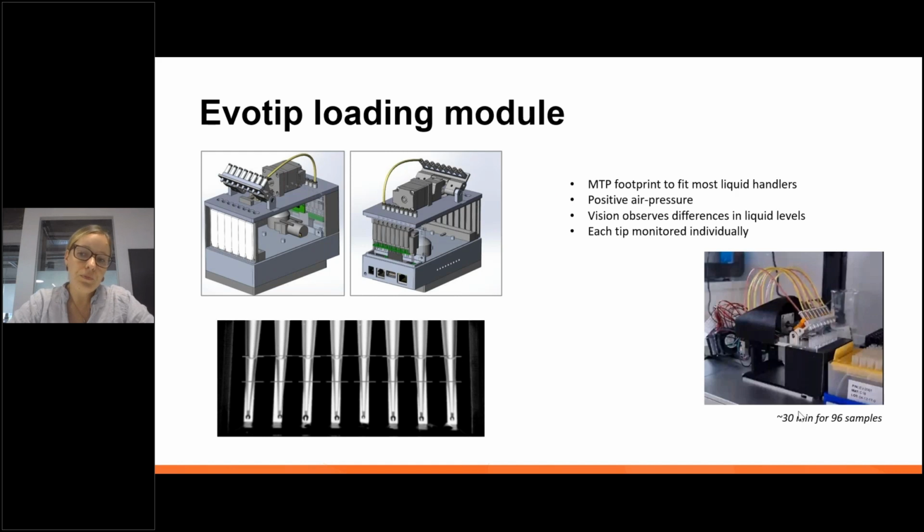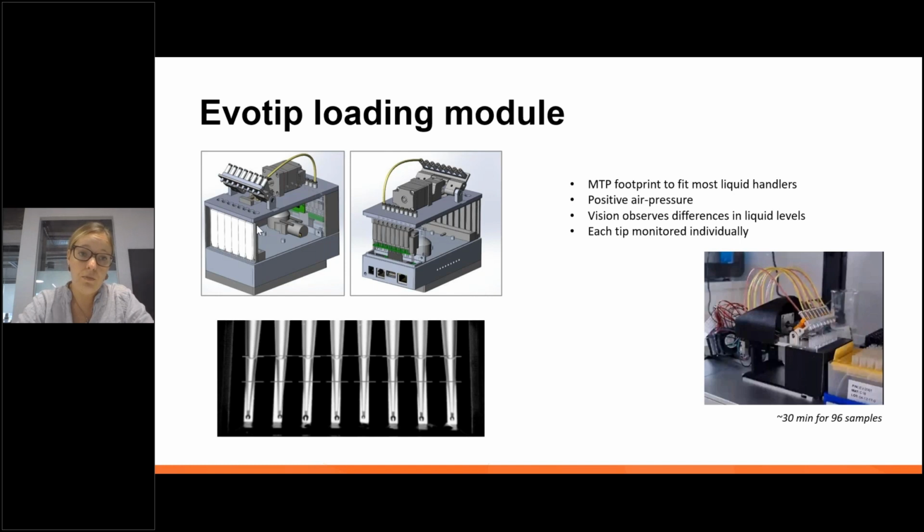So the next step would then be to integrate the Evotip loading, because if we can effectively transfer the peptides onto the Evotip as soon as the digestion has been quenched, we can hopefully store the peptides better. So we designed an Evotip loading module, which has an MTP footprint, so it should fit most liquid handlers. It works by positive air pressure and a simple open and close mechanism, where we can load 8 Evotips at a time.